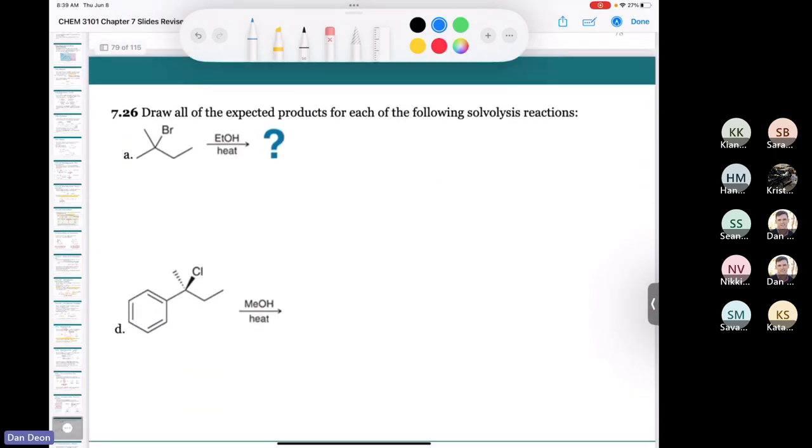All right, let's give it the old college try. Now we're really going to have to take a step back here, take a deep breath, see if we can solve these things here. It says, draw all of the expected products for each of the following solvolysis reactions.